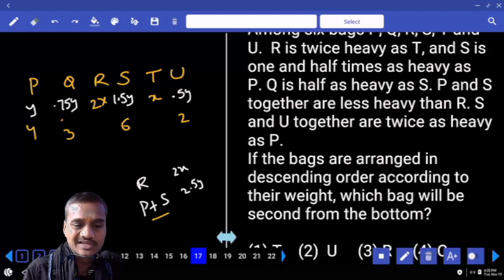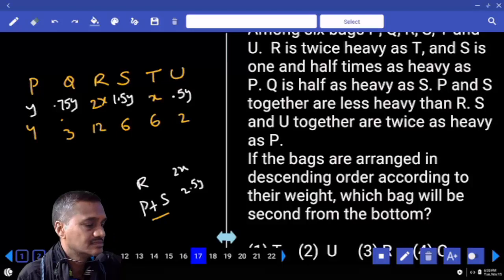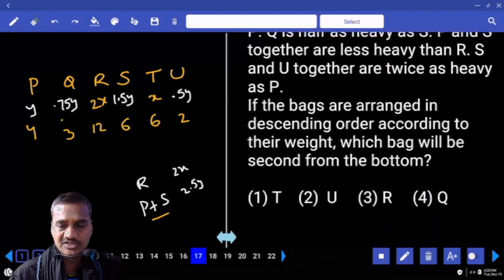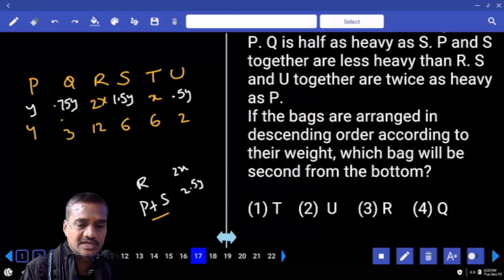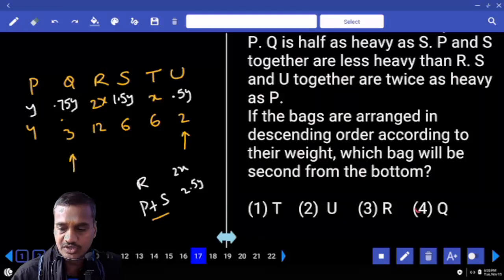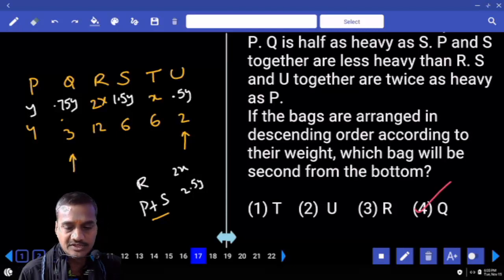Then R is greater than both P and S. P plus S came to 10. R is more than this one, so it should be 12. If this is 12, then T would be 6. Done with this? Then if these bags are arranged in descending order according to their weight, which bag will be the second from the bottom? First from the bottom is U and second from the bottom is Q. And Q is the answer, that is choice 4. Question 17, that is choice 4.